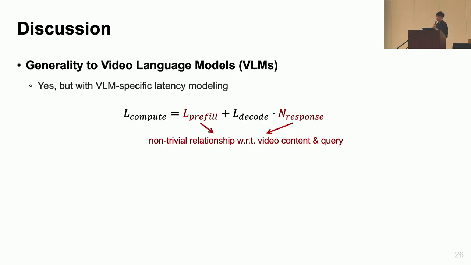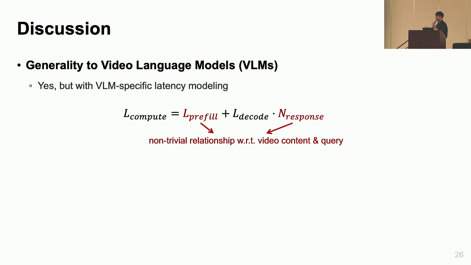Before finishing the talk, I would like to discuss some points for future research directions. First is on the generality. As I mentioned before, while we mainly target a traditional CNN workload here, we also find that the compute latency fluctuates with regard to the scene complexity, even for state-of-the-art recent video language models as well.